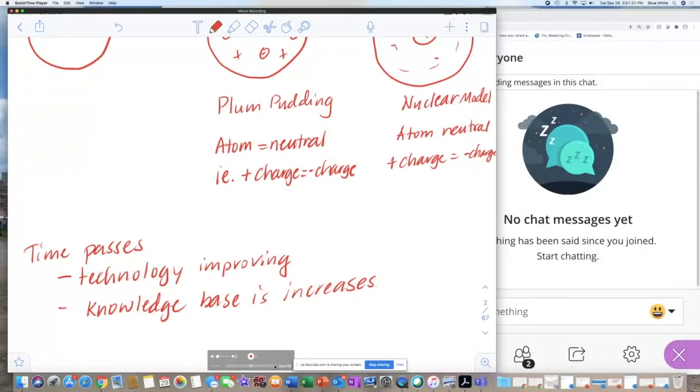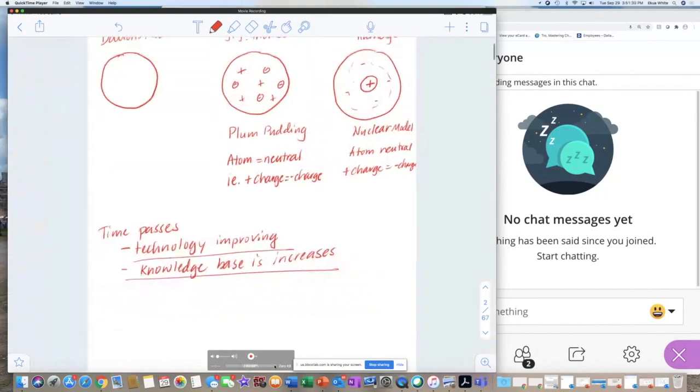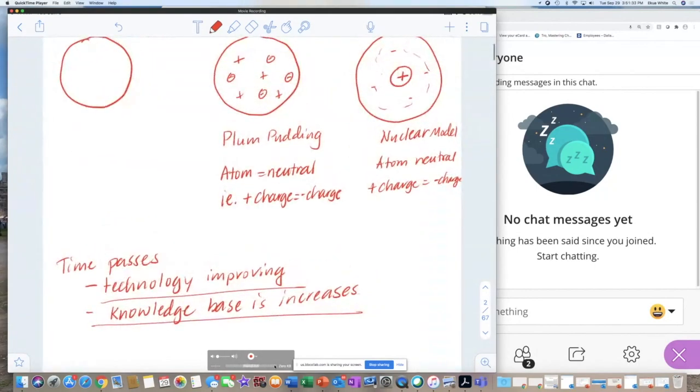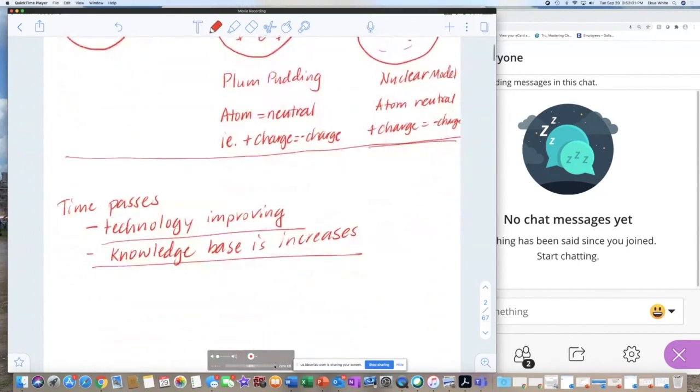So as time is passing, technology is improving, knowledge base is increasing, scientists are asking questions, right? Like, okay, based on the most modern model we have right here, the nuclear model, how come when you take atoms or you take some kind of matter and you apply heat to it, sometimes the atoms glow or the matter glows, or in some cases it releases light? So where is all this light coming from? You ask Rutherford, I don't know. JJ had nothing to say. So it's like scientists could not use these old models here to explain where light was coming from.